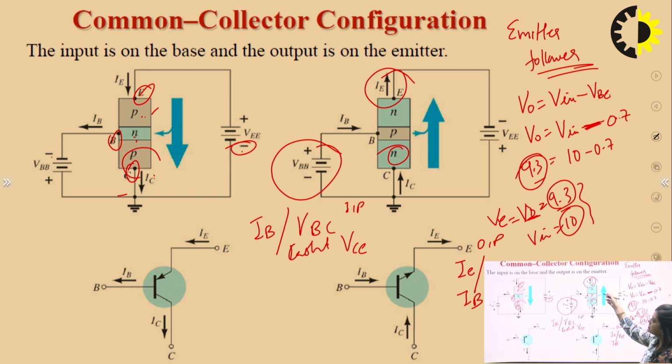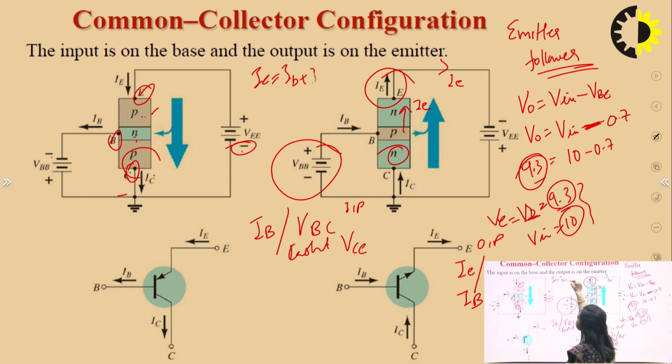And the direction of current we can see here. The emitter here is N type, so the direction of current is always from P to N. So the direction of current will be in this way. This is the emitter current moving upward, and IE is the sum of IB plus IC. So the collector current will be moving upward and the base current will be moving this side.